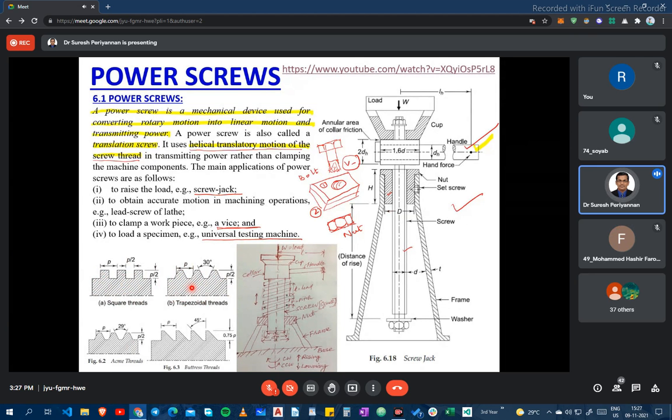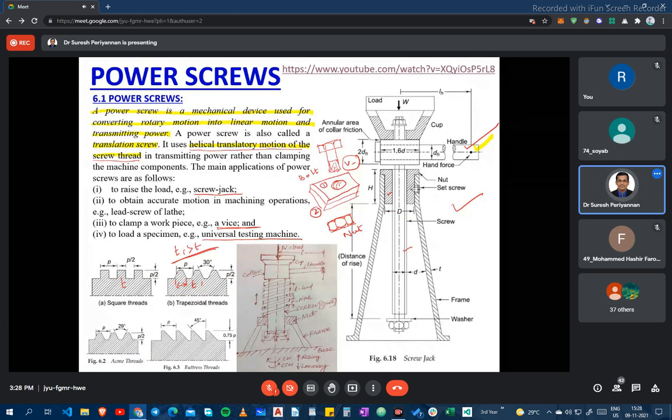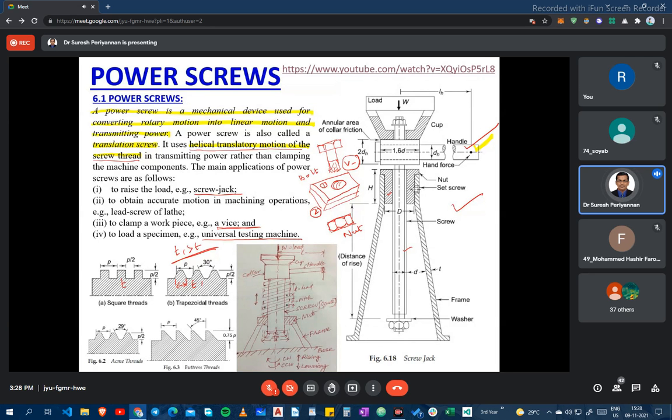The trapezoidal thread also has more thickness. This thickness is T1, and T1 is greater than T, hence the strength of the thread is more as compared to the square thread. The trapezoidal thread is stronger than the square thread. Now, what are the disadvantages of the trapezoidal thread?